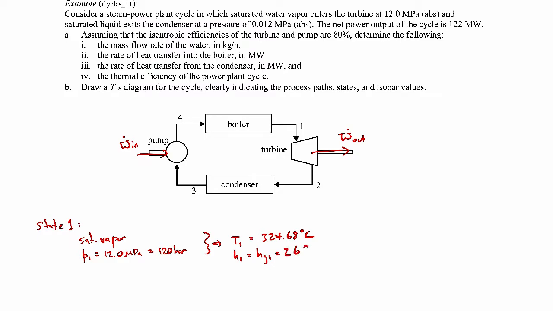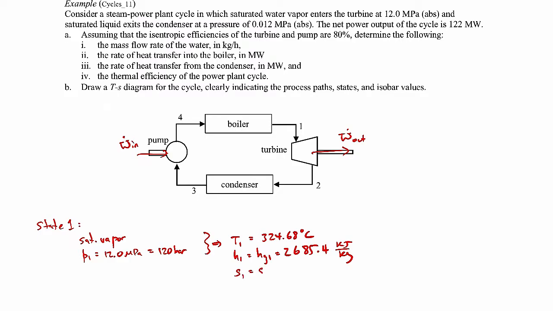The specific enthalpy will be the specific enthalpy for the saturated vapor. That's 2685.4 kilojoules per kilogram. And we'll also write down the specific entropy. We'll use that specific entropy in addition to the isentropic efficiencies to figure out what h2 will be, what the specific enthalpy at state 2 will be.